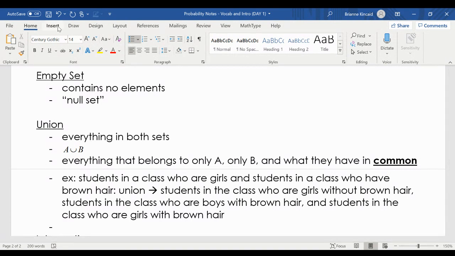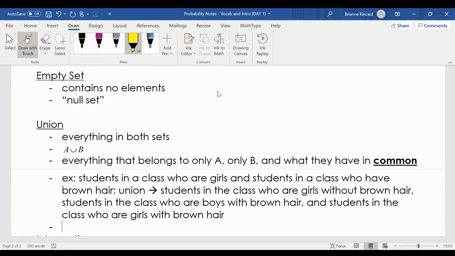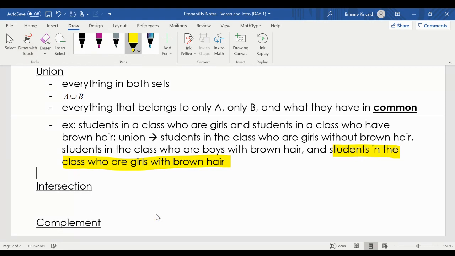The reason why we have this group right here, students in the class who are girls with brown hair, separately, is because if you count all of the girls, regardless of their hair color, and all of the people with brown hair, regardless of their gender, you're double counting students in the class who are girls with brown hair. We don't want to ever double count. That's why we treat them as a separate group. That's what they share in common.